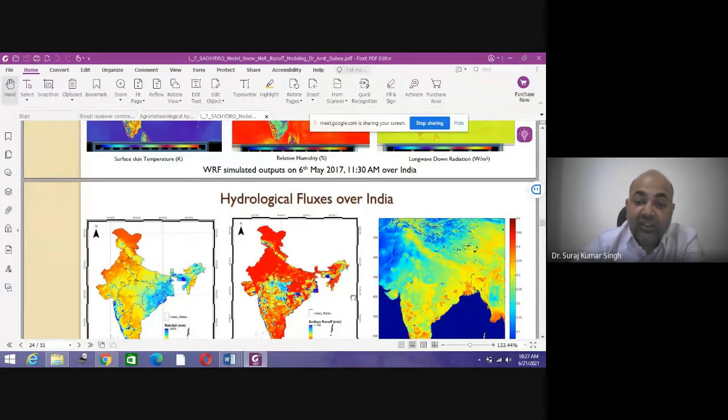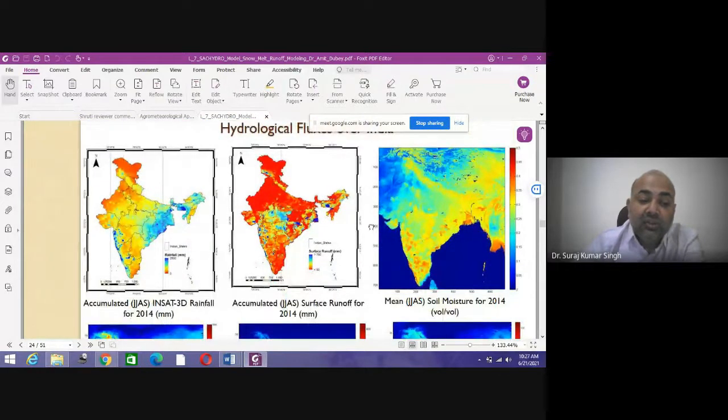So hydrological flux over India, what are those? You can calculate the accumulated rainfall for 2015 in millimeters or micrometers. Using this rainfall pattern, this is the area which suggests that the maximum rainfall was 2500 millimeters and the minimum was zero.